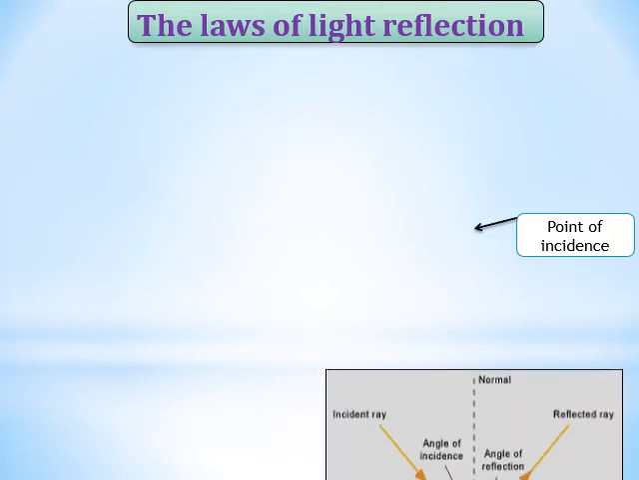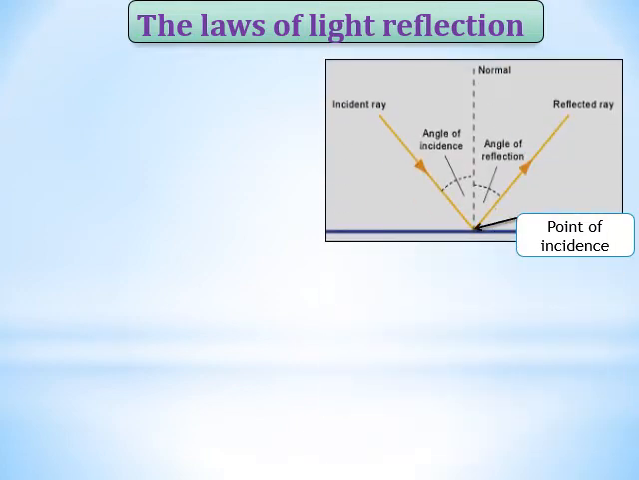The law of light reflection. Look at the opposite figure. I have many components here. Incident ray. Can you see the incident ray? And reflected ray. And the line called normal, which is the perpendicular line. Then I have the angle of incidence and the angle of reflection. The blue line at the bottom is the reflecting surface.